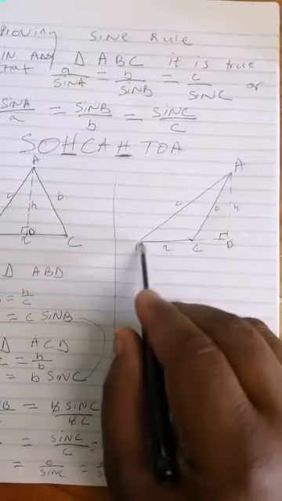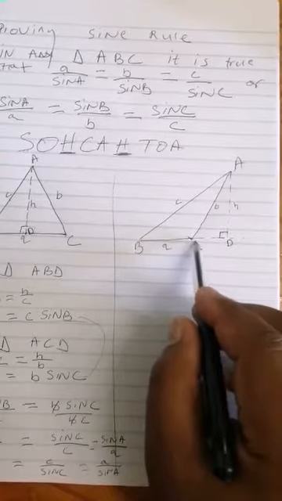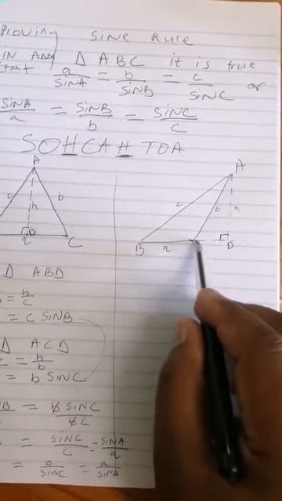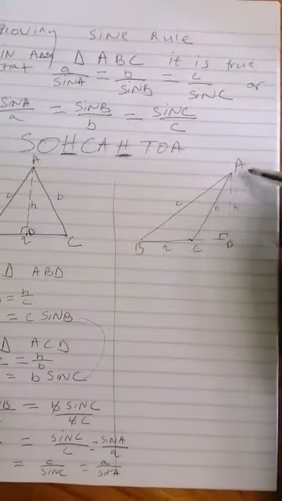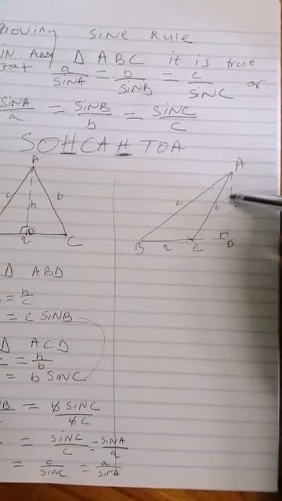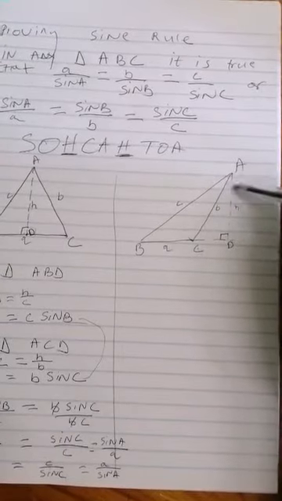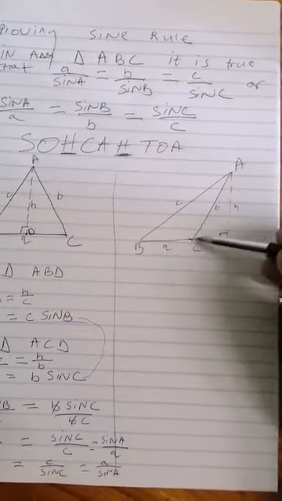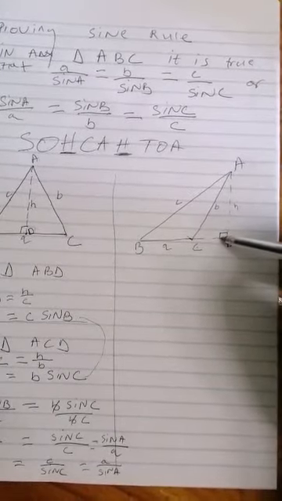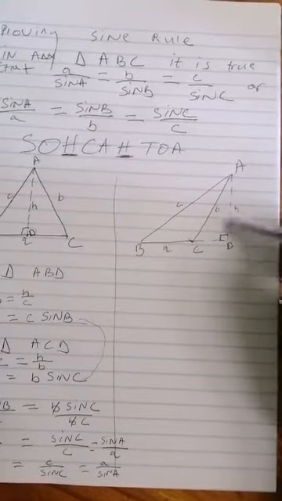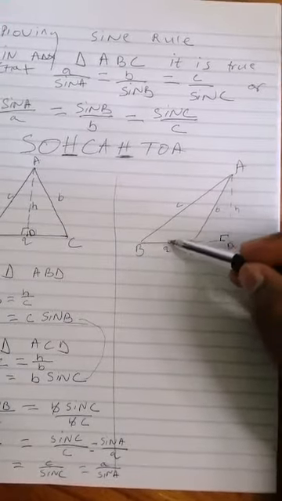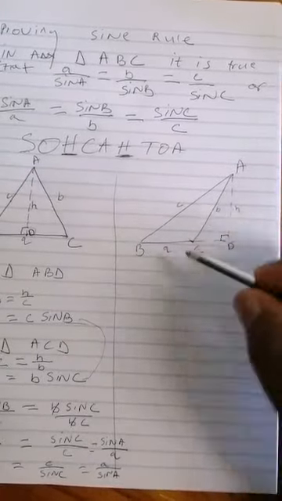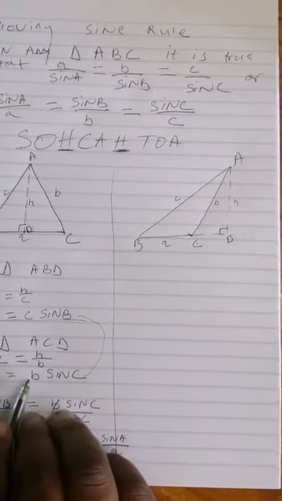Remember, if BC ends here and I extend this on a straight line, so if I construct my height there, if my height is perpendicular to that line that is extended from straight line BC, my height will also be perpendicular to this base. So remember, the height must be perpendicular to the base.